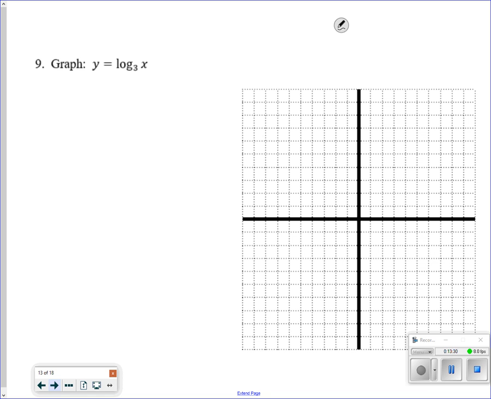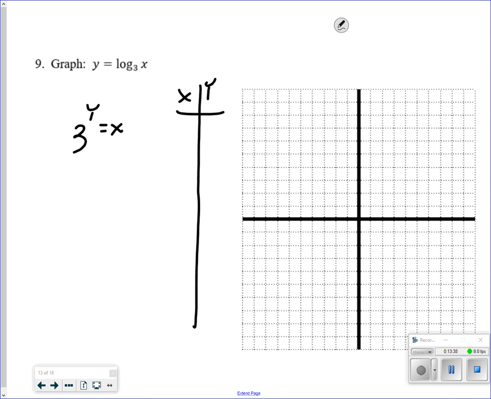Graphing. You cannot really graph in logarithmic form. You want to change this into exponent form and then do an XY chart. Instead of putting numbers in for X, you're going to put numbers in for Y. If I put -2 in for Y, that is 1/9. If I put -1 in for Y, that's 1/3. 0 in for Y, that's 1. 1 in for Y is 3, and 2 in for Y is 9.